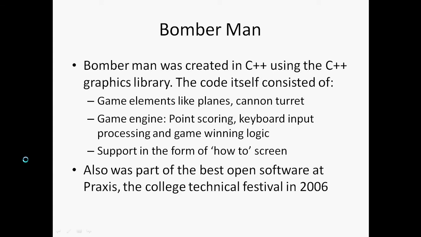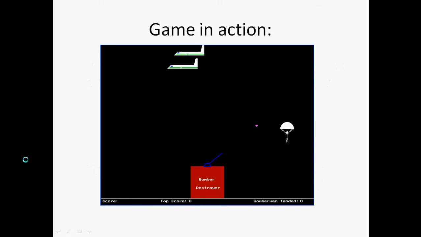It uses DOS graphics to draw different game elements like planes and a cannon turret, and uses the keyboard for input. It's a classical game based on the 1980s Paratrooper game. It was part of a winning entry in my college technical festival. So this is an example of the game in action.